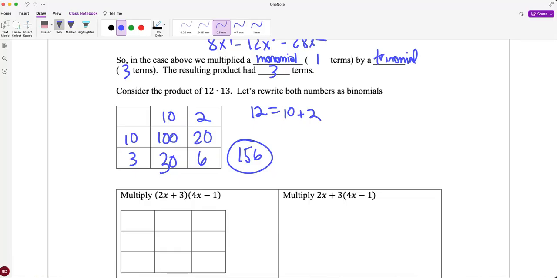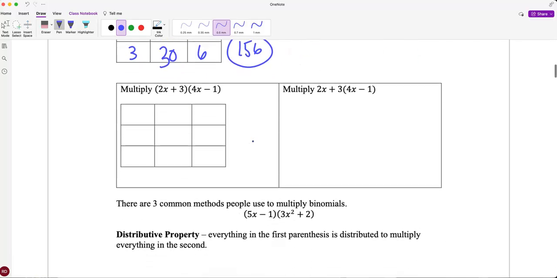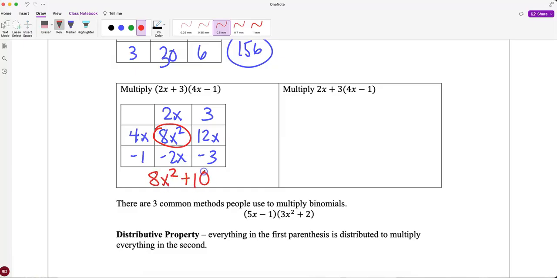So if we do the same thing with the polynomials, I can split it up: 2x plus 3, 4x minus 1. Multiply 2x by 4x, 8x squared, 4x times 3, and then negative 2x, negative 3, and then my answer is going to be 8x squared plus 10x minus 3.